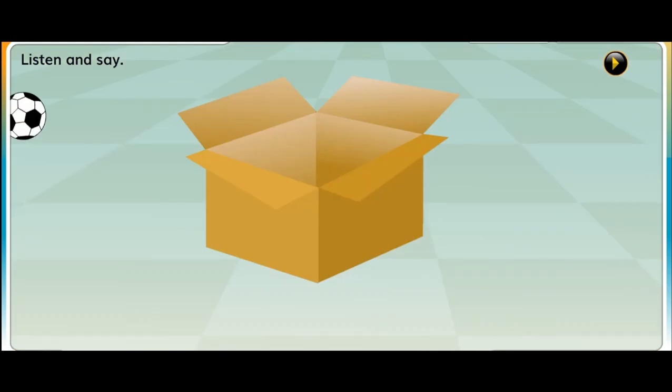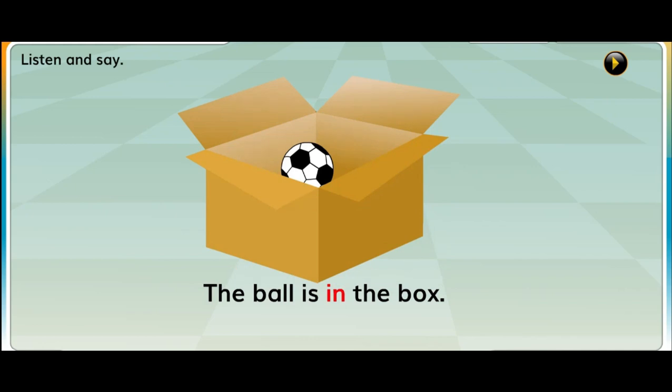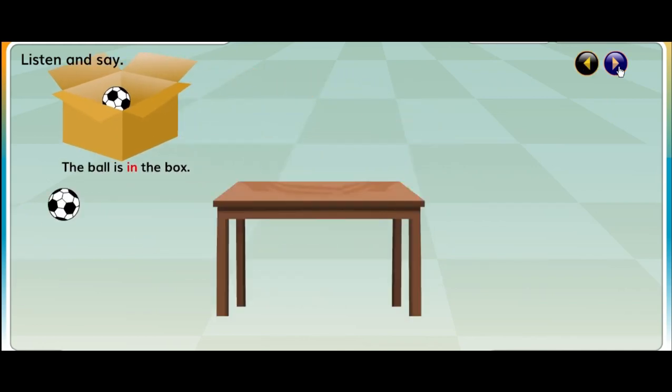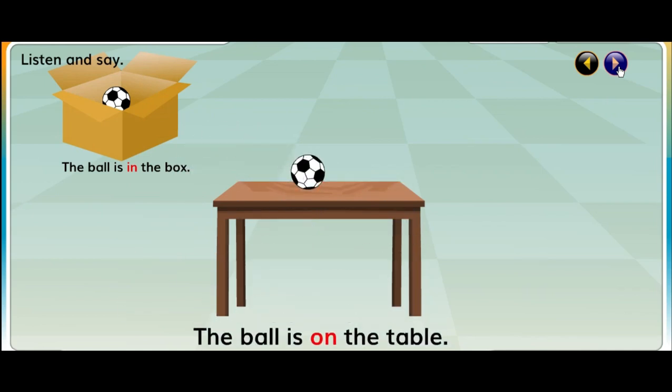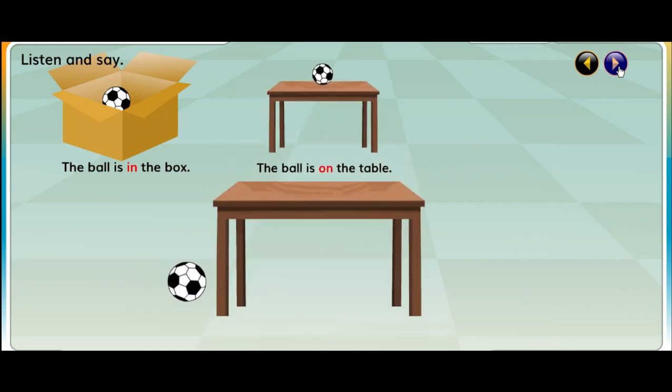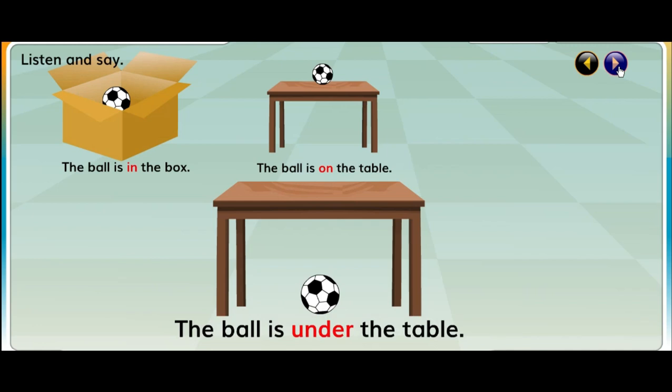Listen and say. The ball is in the box. The ball is on the table. The ball is under the table.